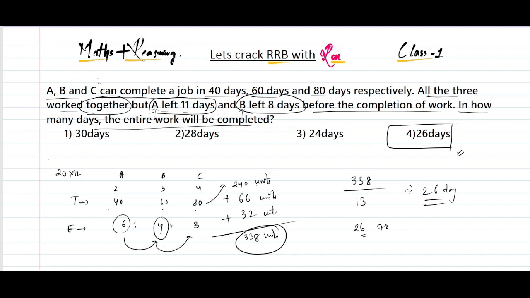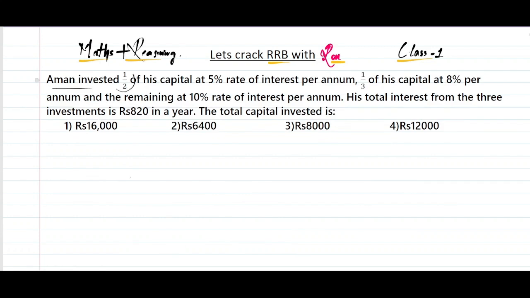Okay. Next question. See here, Aman invested half of his capital at 5%, 1/3 of his capital at 8% and the remaining at 10% per annum. Here I have 1 by 2, 1 by 3. So the denominators are 2 and 3. LCM of 2 and 3 is 6. So I will take 6 as my capital.